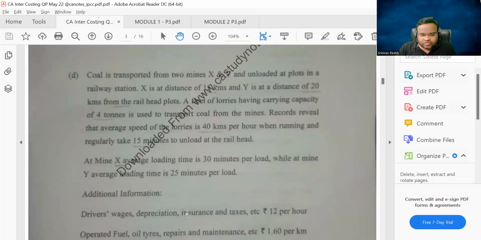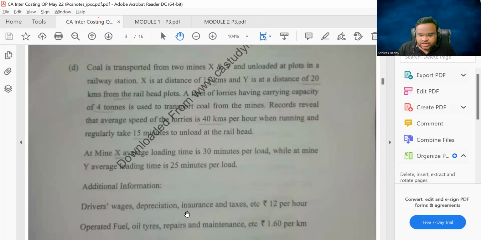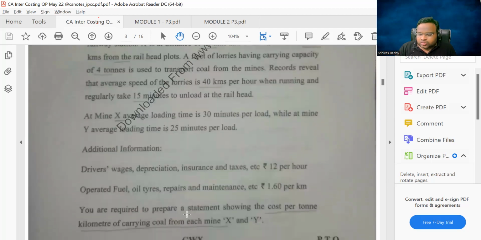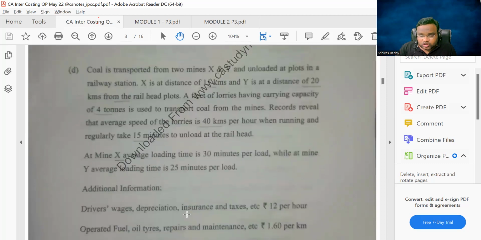Now, question number 1D also is about kilometers and transportation. Running cost and fixed costs are given. This question is also not as per our material, but it is also covered in our normal discussion. So finding out kilometers is also there in our institute material.